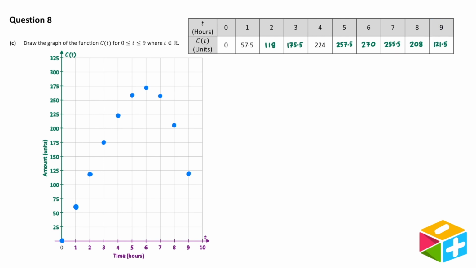The data in our table gave us 10 points to plot. This gives us a rough structure of the function. To finish our graph, we should join these reference points with a smooth curve.